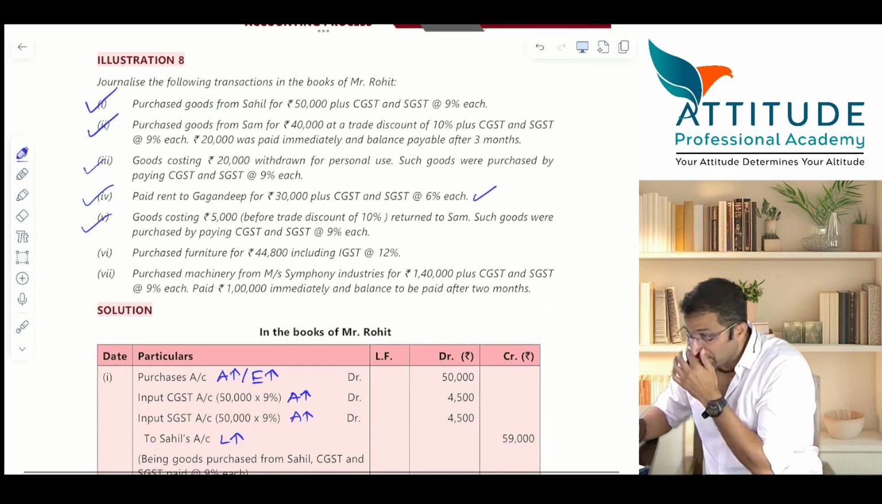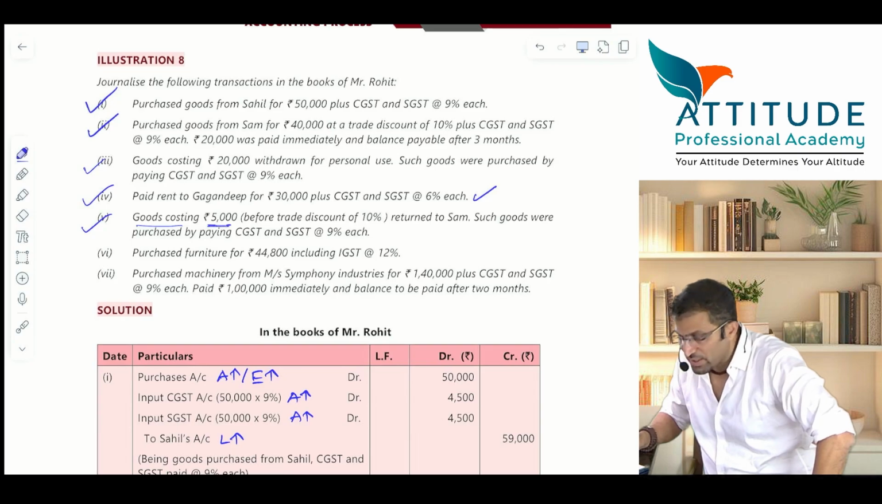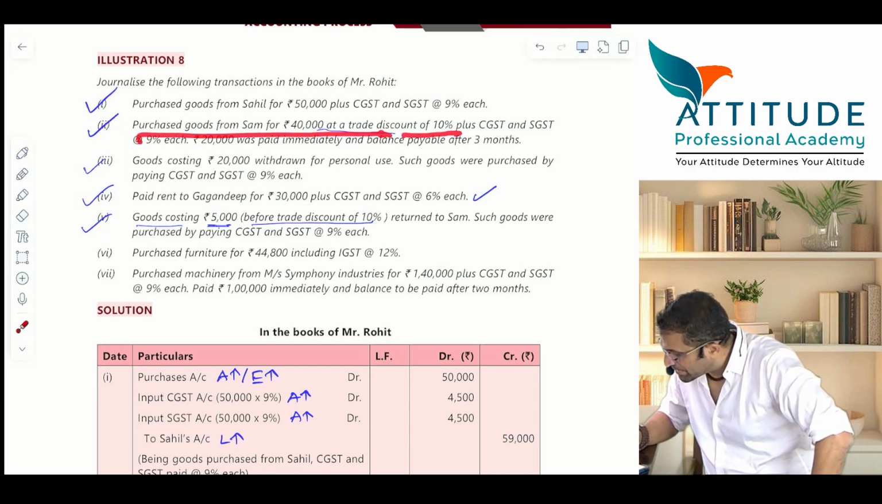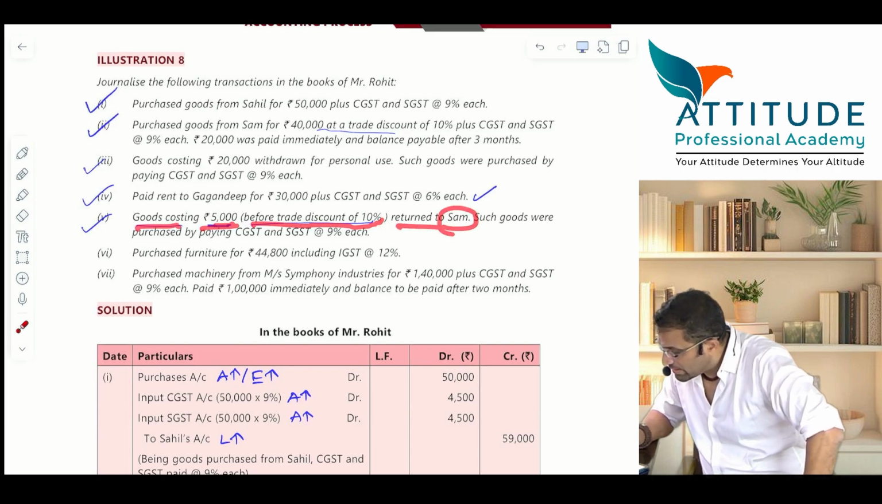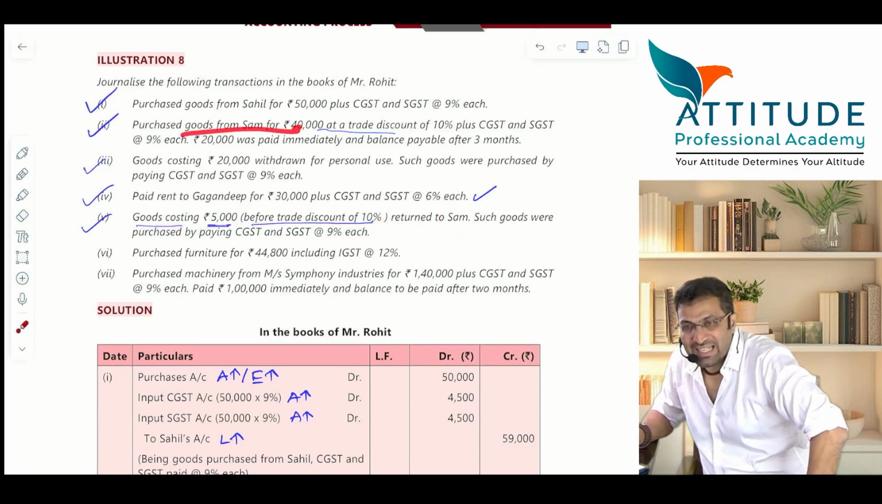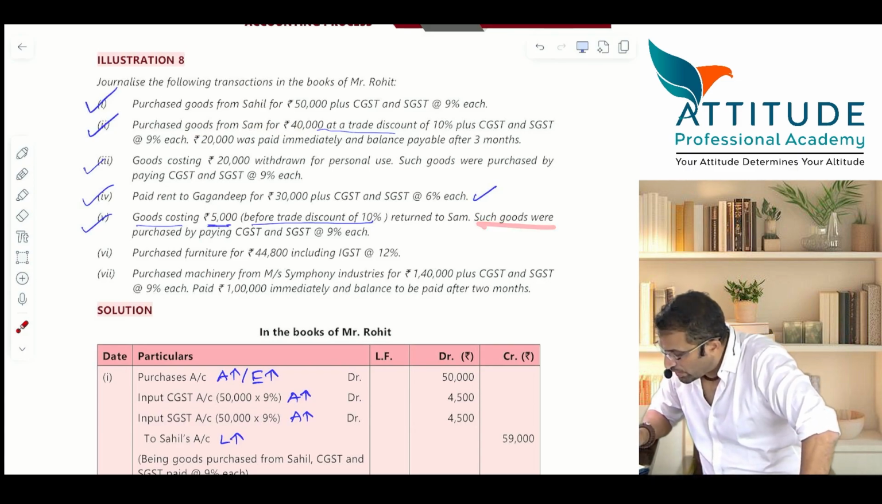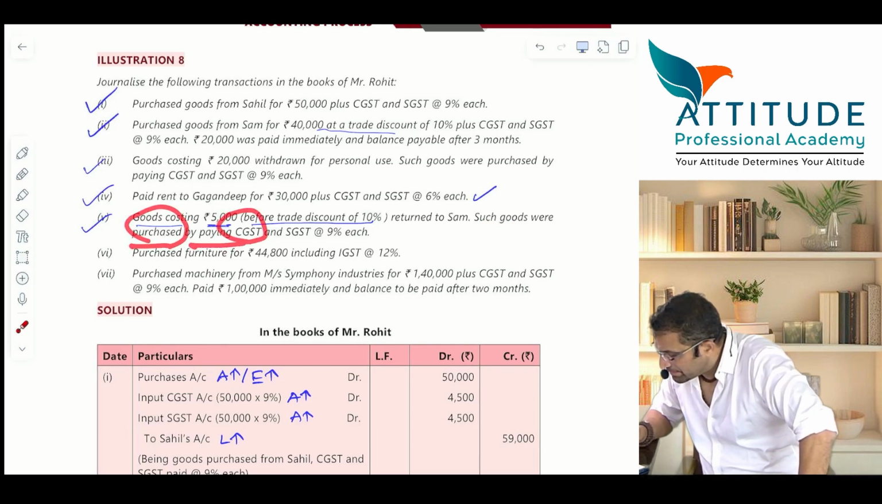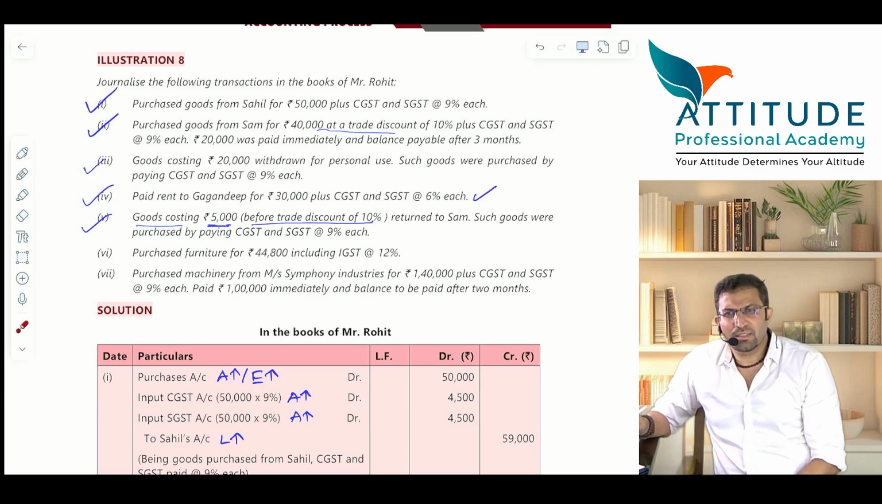First Aman will answer. Goods costing 5,000 before trade discount of 10%. Means you purchase goods from Sam, है ना, at a 10% discount, trade discount. ये goods. Goods costing 5,000 before trade discount of how much? 10%. Return to Sam. Sam was a liability for you. Now that liability comes down. Such goods were purchased by paying 9% each. So these are purchase returns. These are what?